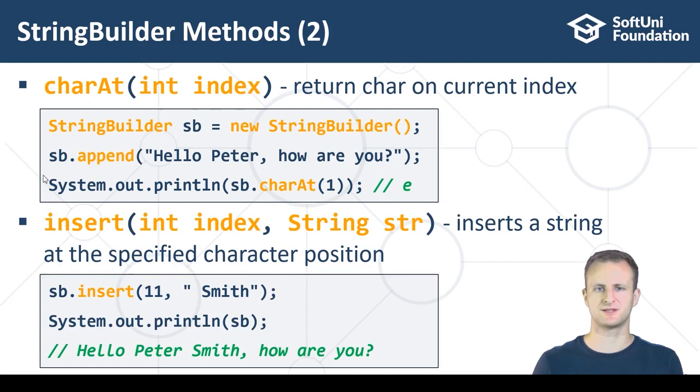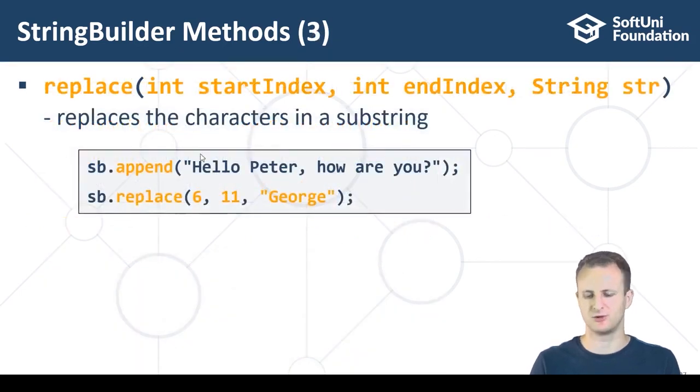There's also index of, works the same way as it does for strings. Again, most of these operations are similar to the operations for a string. However, the modifying operations for a string builder actually modify the string builder instead of simply creating a new object. Whereas for strings, they create a new object.